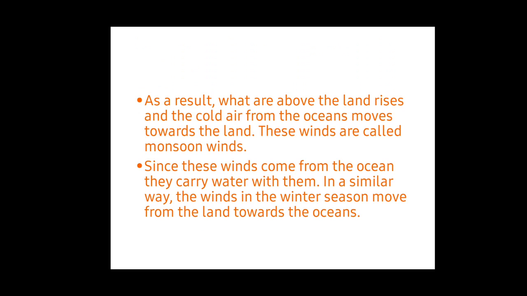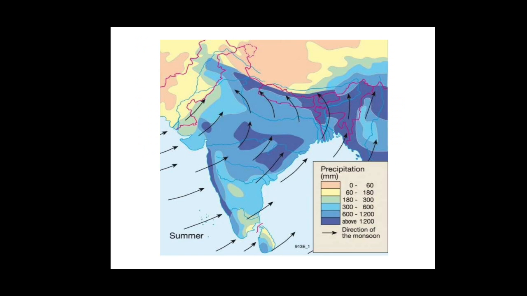We receive more rainfall during these monsoon seasons, and Tamil Nadu is more likely to get more rain during the southwest monsoon. Yes, can you see here, the arrow mark shows the flow of air, and this picture is the northeast monsoon.